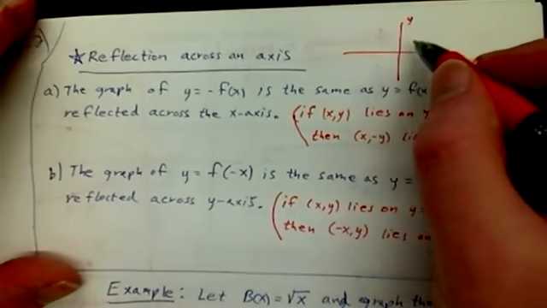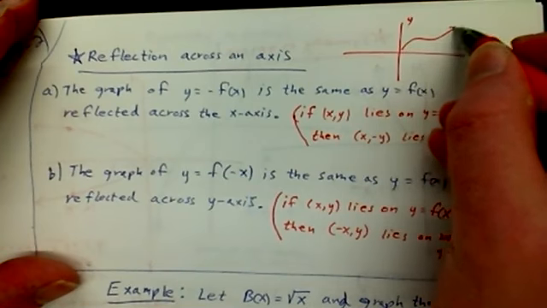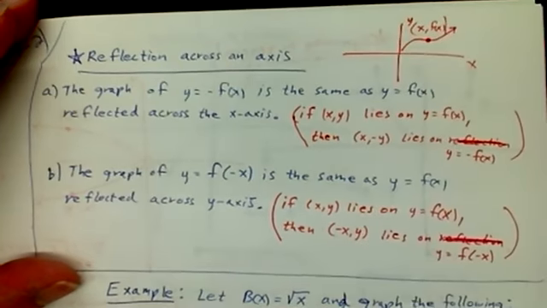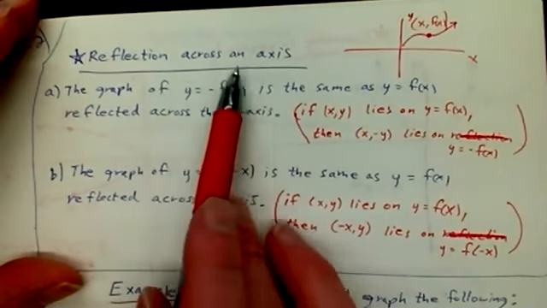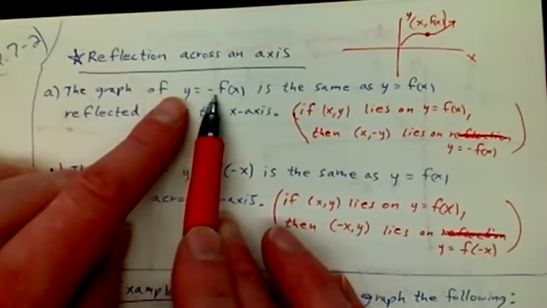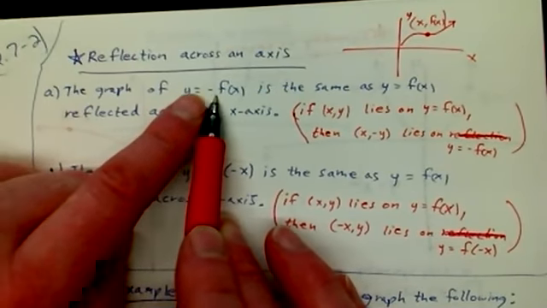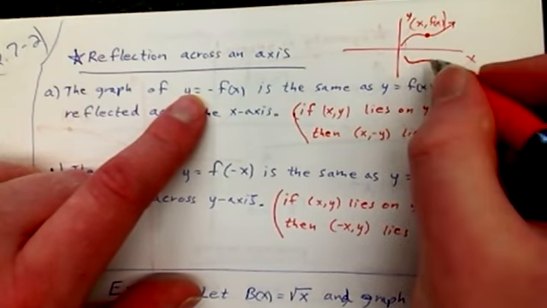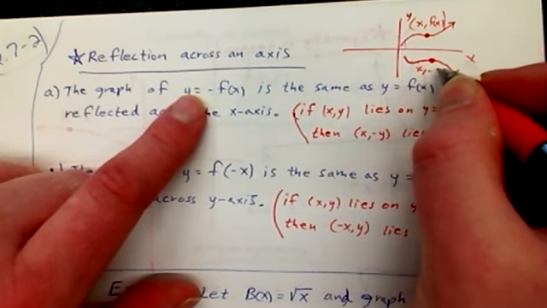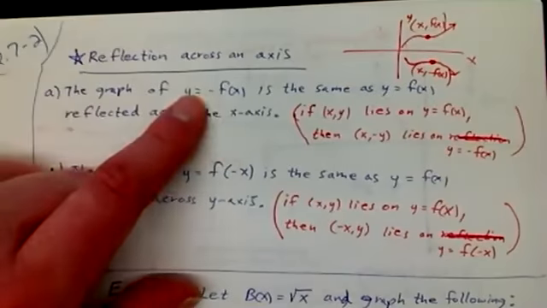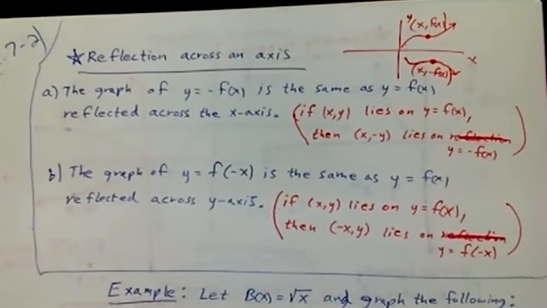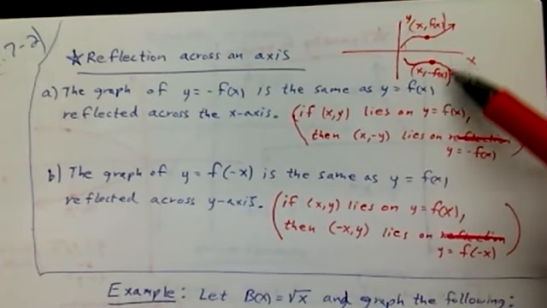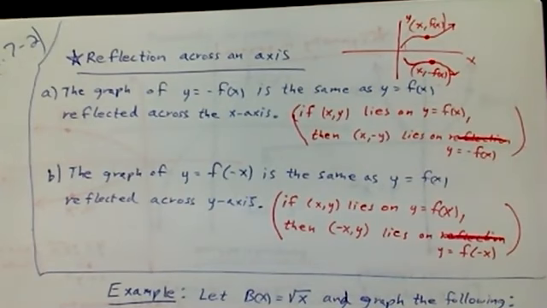So if I have some graph that goes like this, and this is x comma f of x, then if it's reflected across the x-axis, essentially what we're doing is taking all the y's and multiplying them by a negative 1 out front, and we're going to get something kind of like this. So this would be x comma negative f of x. That's the visual of what's going on. So right here it says if x, y lies on y equals f of x, then x, negative y, essentially what I put right here, lies on y equals negative f of x.